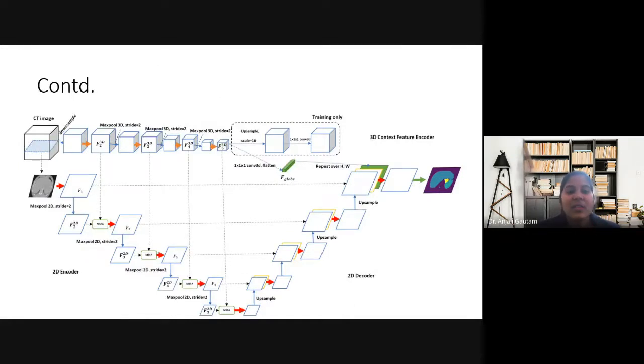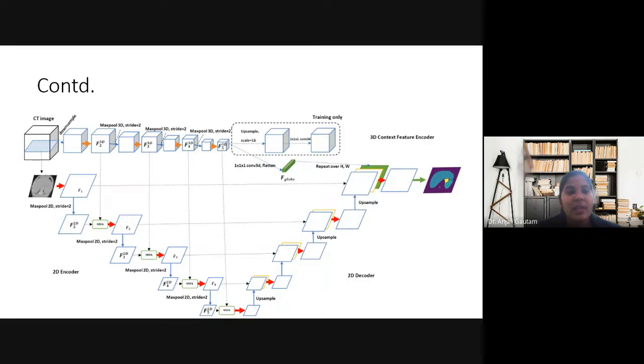This is the model which they have used. Till now we have seen that we use either a 2D UNet, or if we want to work on 3D images, we use a 3D UNet or its variants. You can design its variants depending upon the application. In this method, they have used both the 3D UNet and the UNet approach.